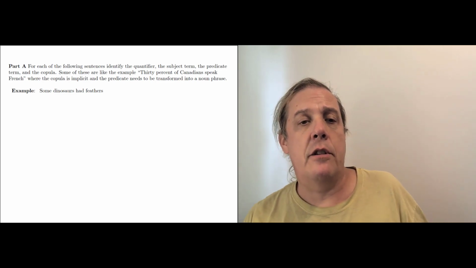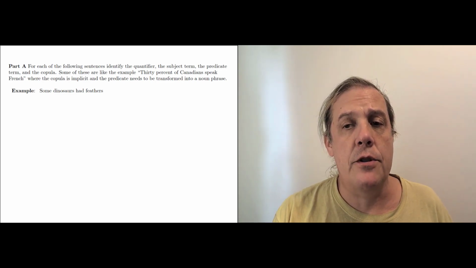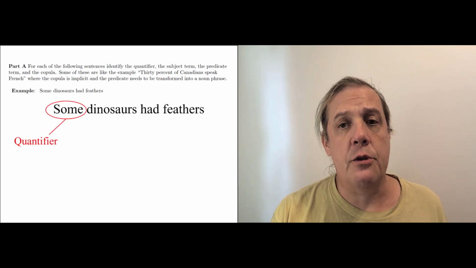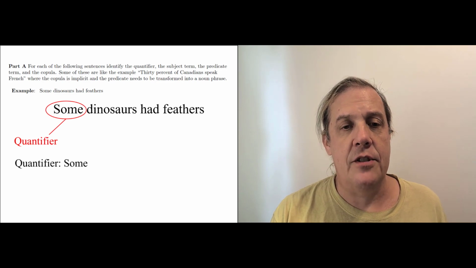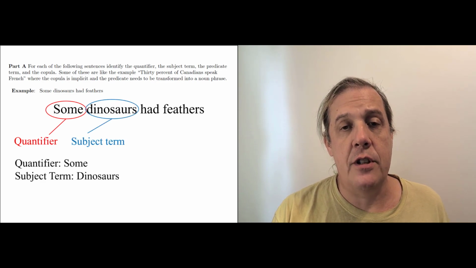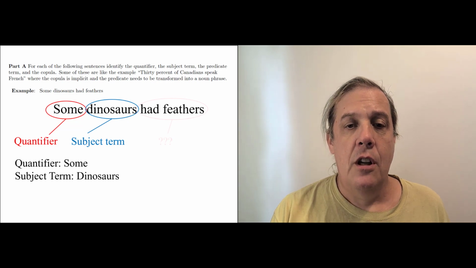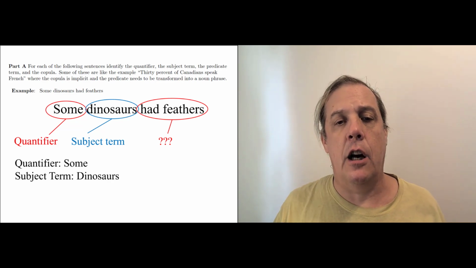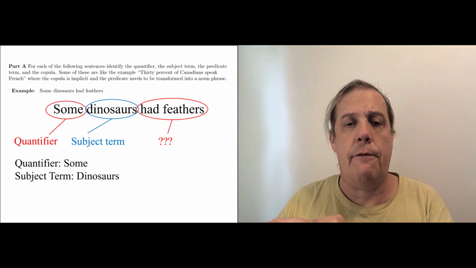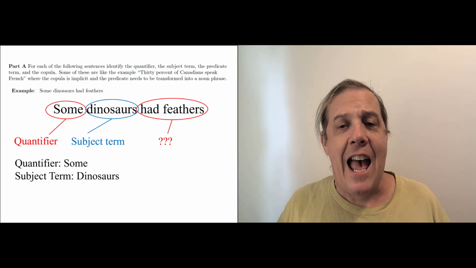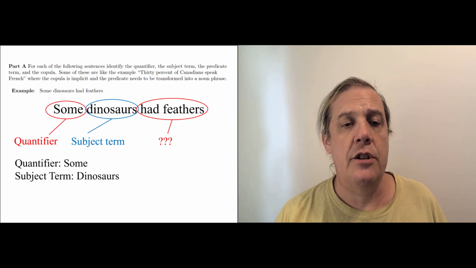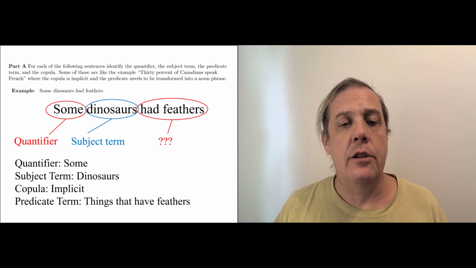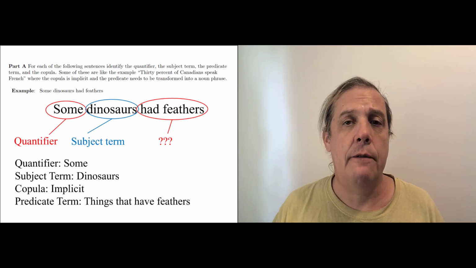The sentence is, some dinosaurs had feathers, right? So here we go. The quantifier is straightforward. It's some, right? That's easy. The subject term is straightforward. It's dinosaurs. Again, though, we get to this thing where rather than having a copula and a noun phrase, we have a verb phrase, had feathers. So we change that to saying that the copula is implicit and the predicate term is things that had feathers.